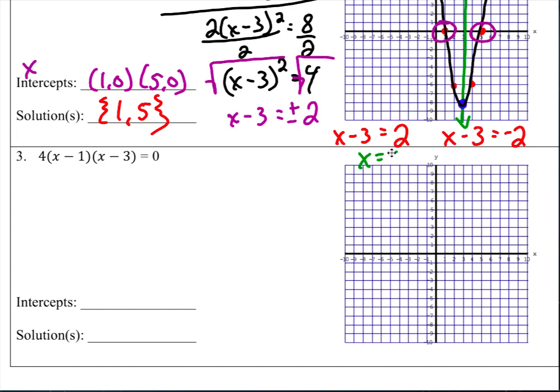Here I would add 3 to both sides and get x is equal to 5. Here I'd add 3 to both sides and get x is equal to 1. The exact same solutions that I got from graphing. So it's an easy way to check that solution.